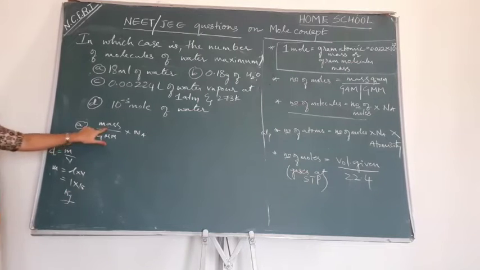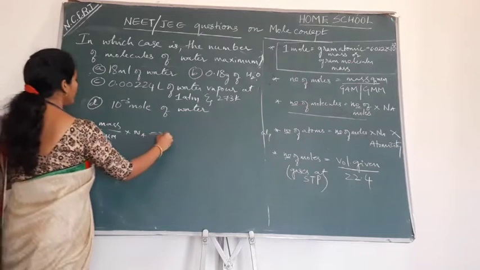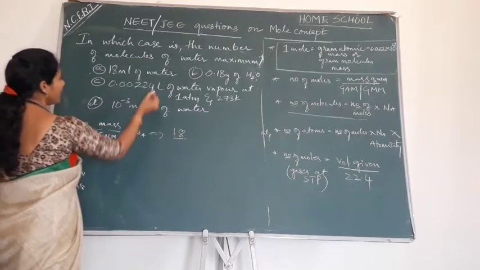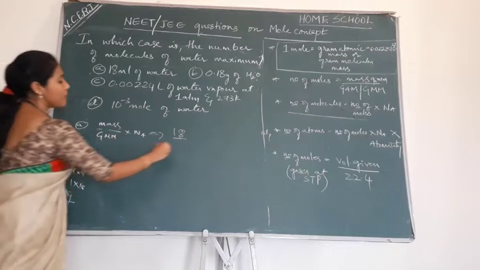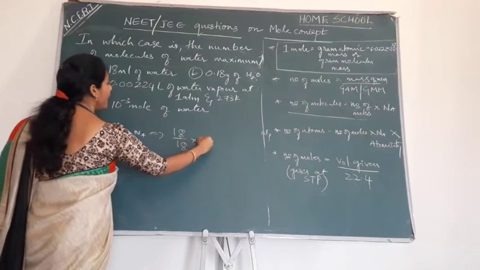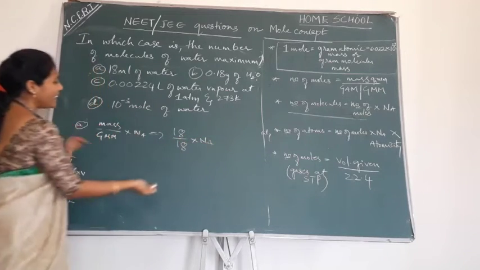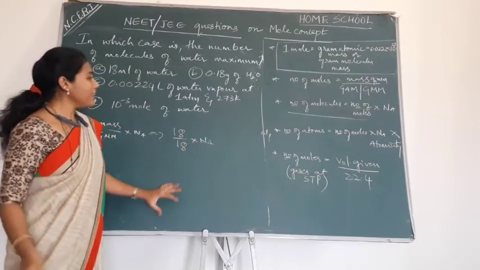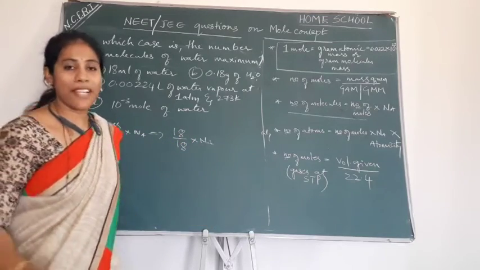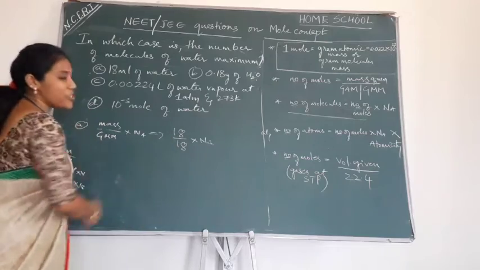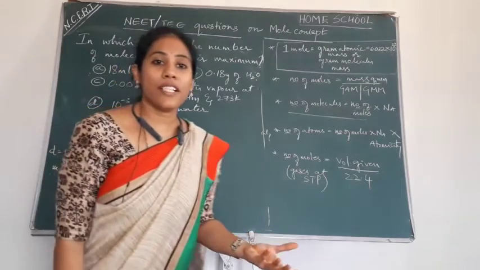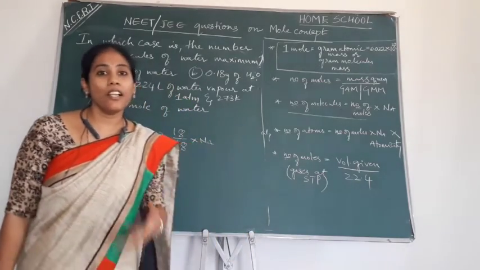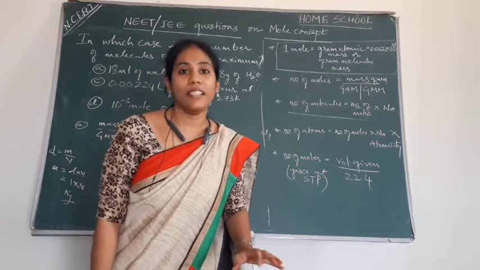Okay, so this is the mass, you use it here. So what do you get? 18 grams divided by molecular mass of water, 18, into Avogadro number. No need to calculate, just substitute everything and compare the values to see where you get the maximum value. Doing calculation is a waste of time for competitive exams. You should be a little logical and quick with the calculations.